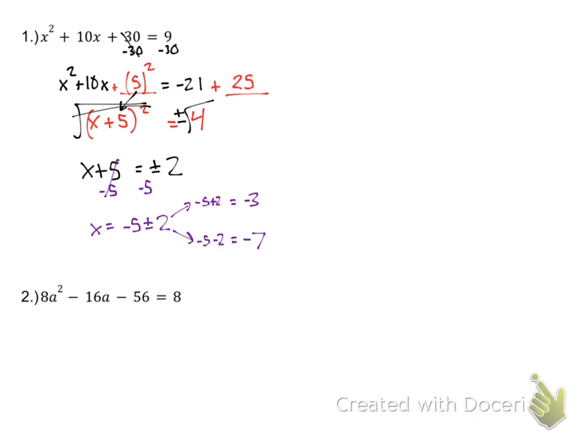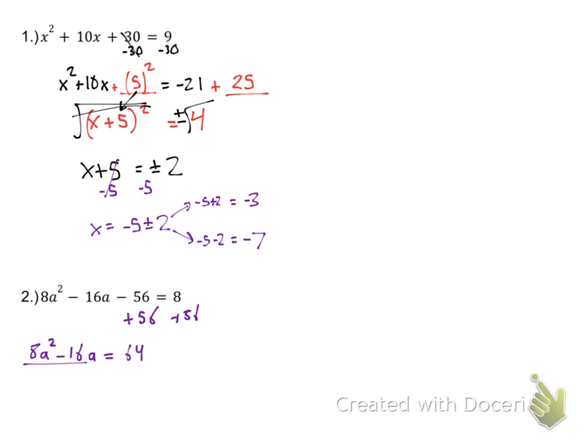So, digest this a little bit, and then look at 8a squared minus 16a minus 56 equals 8. Give that one a shot. So, first thing I need to do is add 56. Add 56 to both sides. What do I get? 8a squared minus 16a equals 64. Notice I did not leave a space because a was not equal to 1.